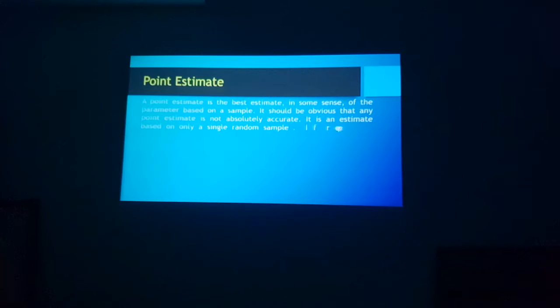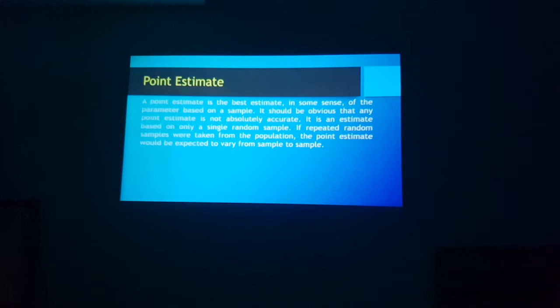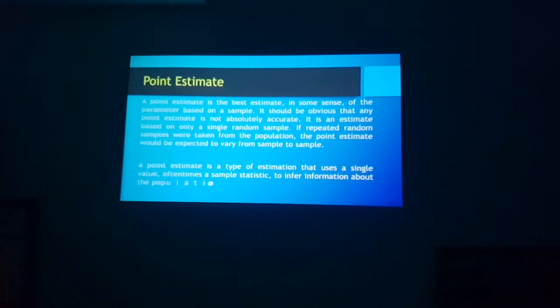It should be obvious that any point estimate is not absolutely accurate. It's an estimate based on only a single random sample. If repeated random samples were taken from the population, the point estimate would be expected to vary from sample to sample. A point estimate is a type of estimation that uses a single value, often a sample statistic, to infer information about the population parameter as a single value or point.